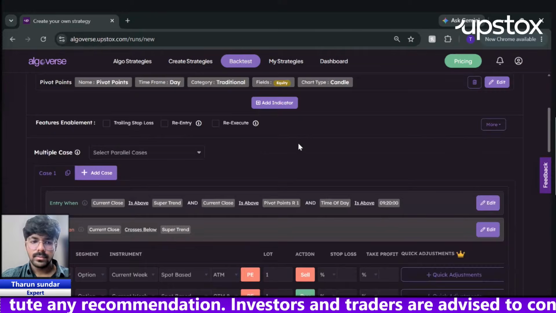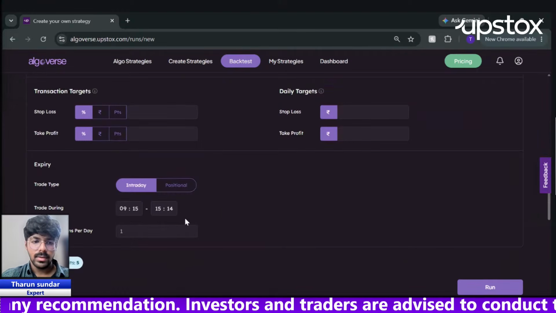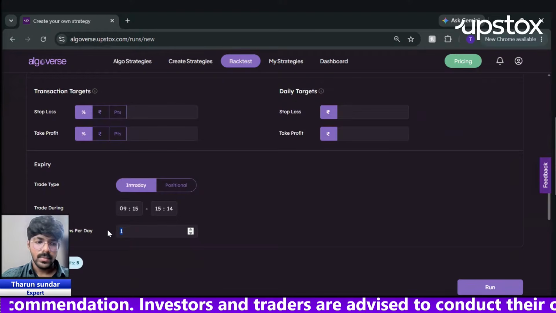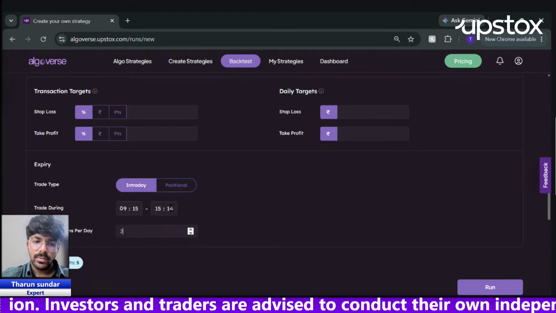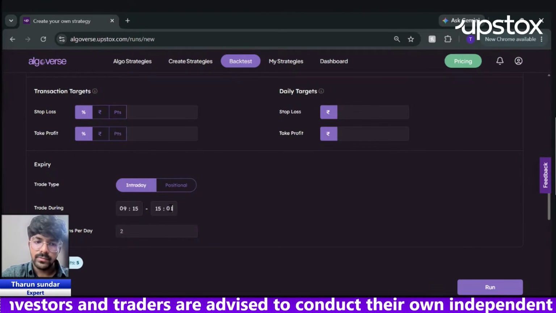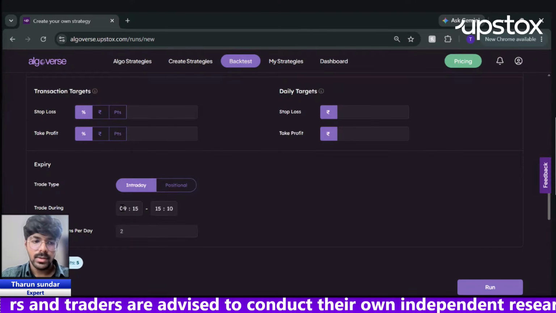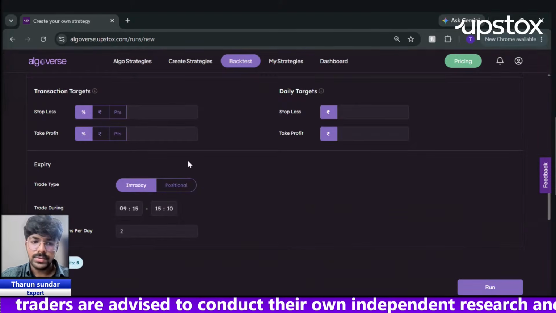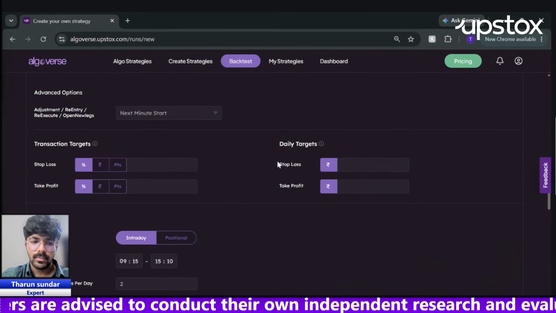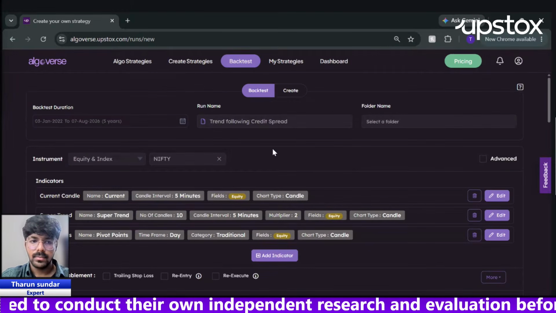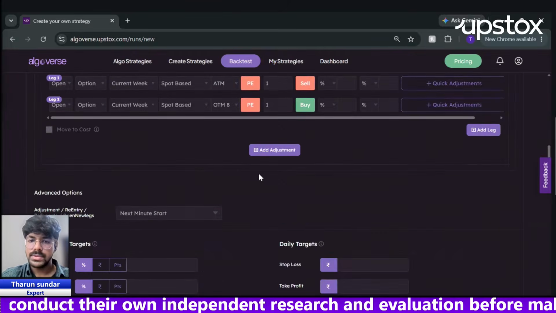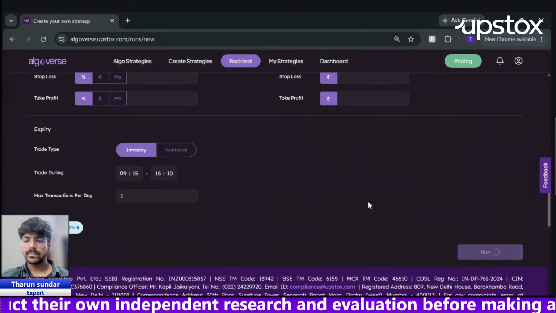And here, my max transaction per day limit is 2, and I want my trades to close at 15:10. So the trade duration time frame can also be adjusted. So let's see how this comes.